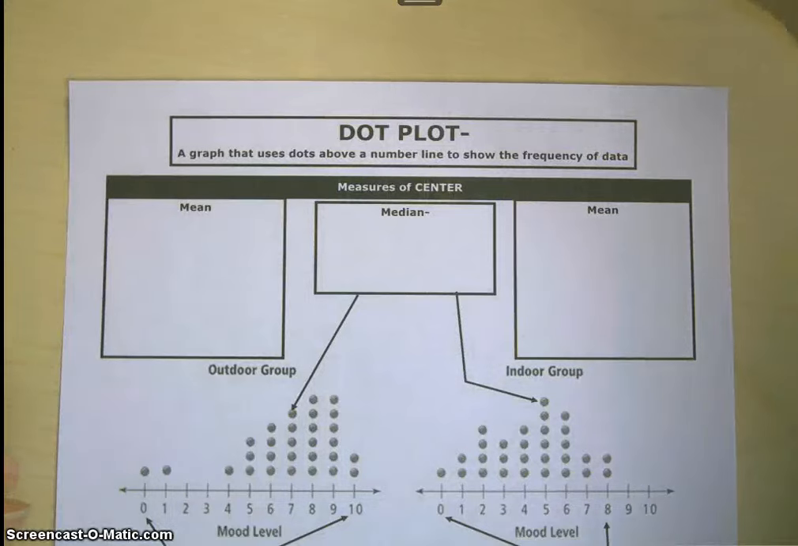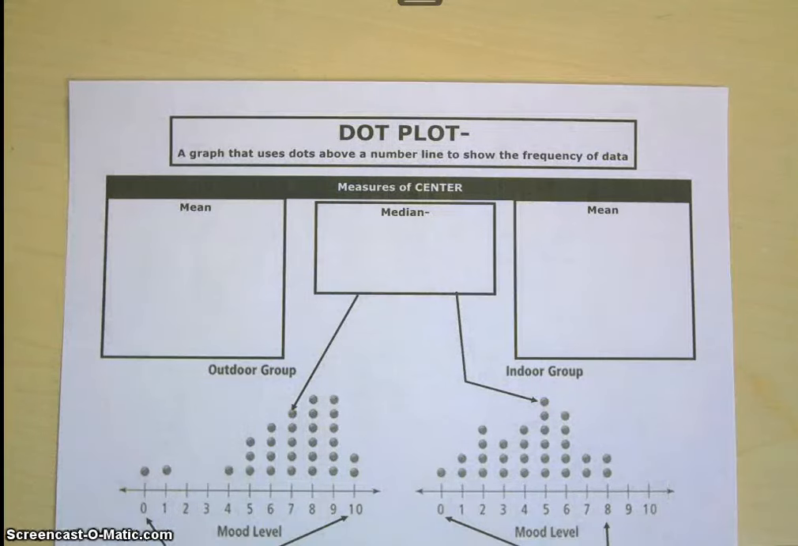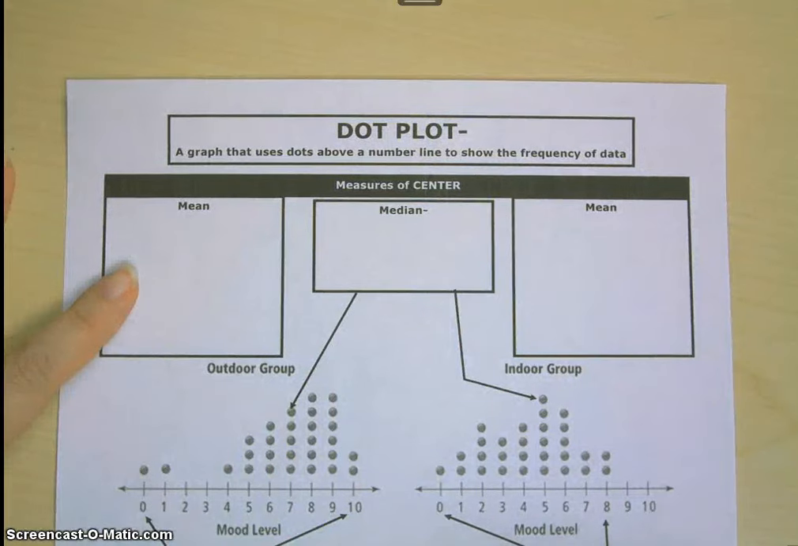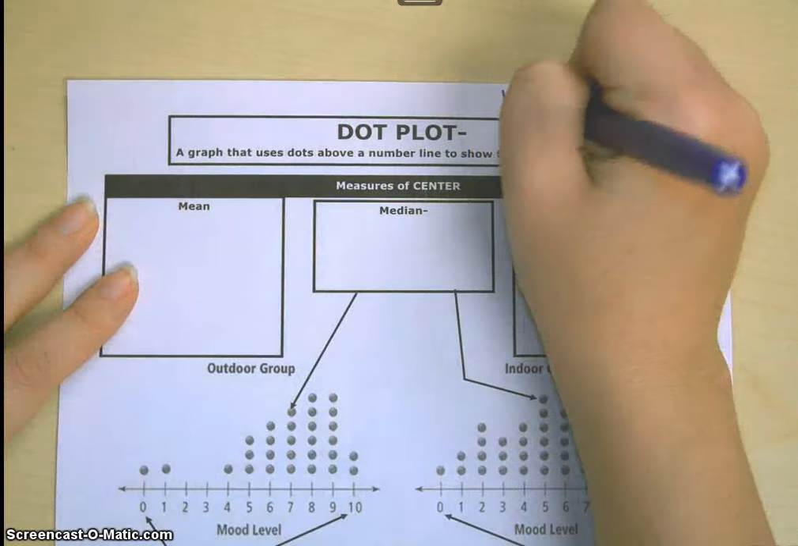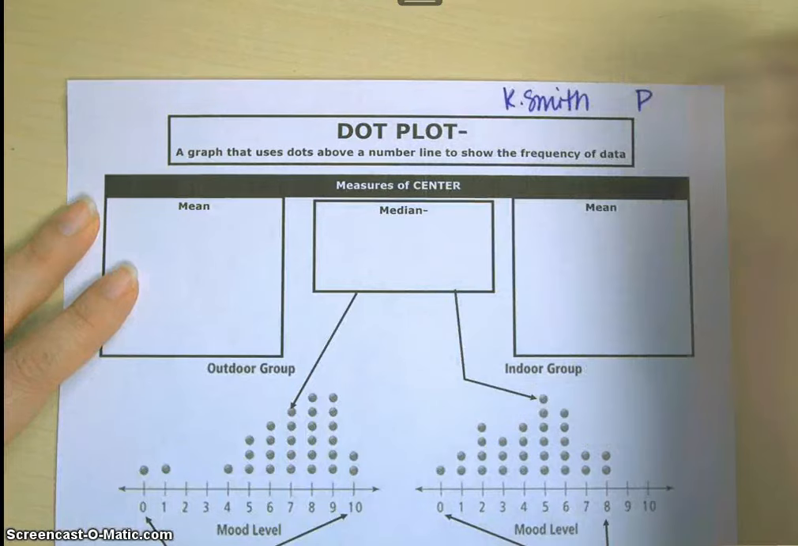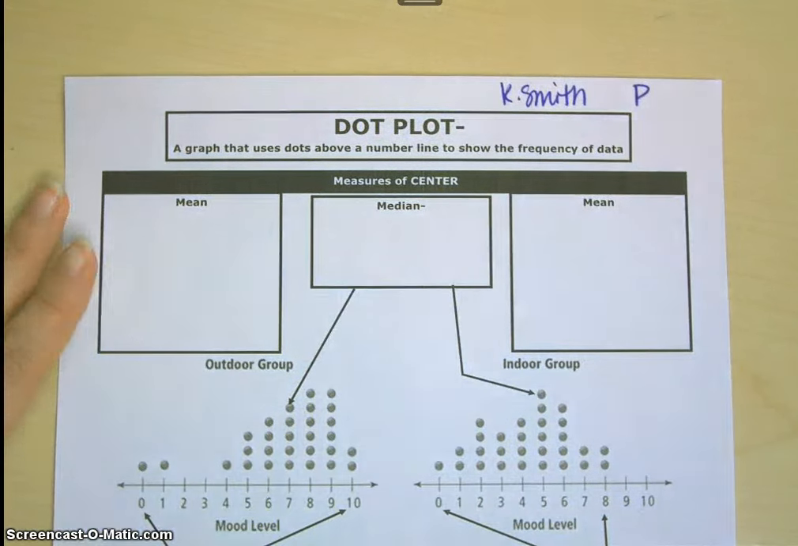Okay, so we're going to go ahead and do our notes for dot plots. Remember, at any point you can pause the video if I'm going too fast, or if you need to, you can always rewind it to see something again. Please start off by putting your name and your period so that we know where you are in case it gets lost.